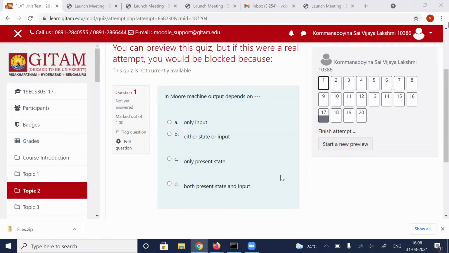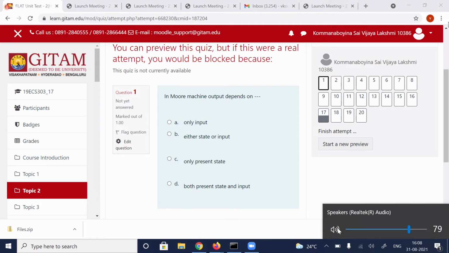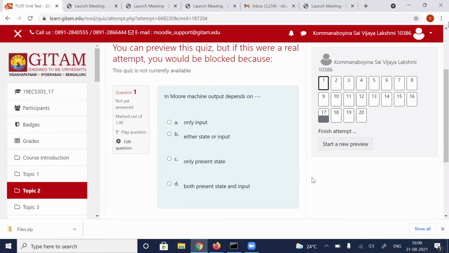Okay, in Moore machine, output depends on what? What is the answer? Moore machine, Mealy machine. In Moore machine, output depends on the state, ma'am. Tell me, Manish Reddy. Option C. Option C, ma'am.